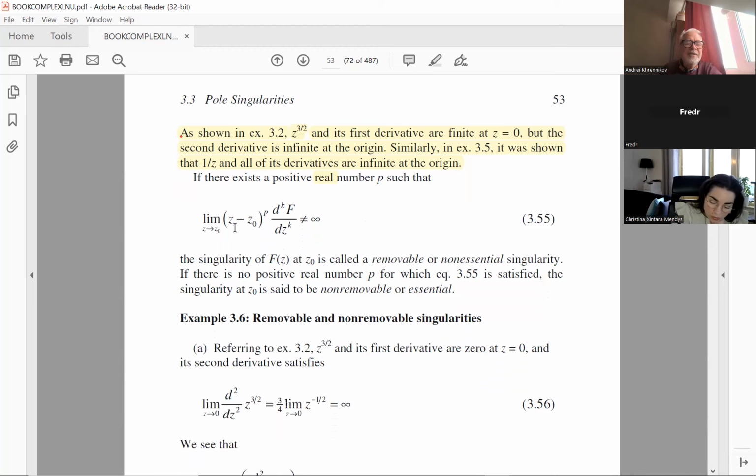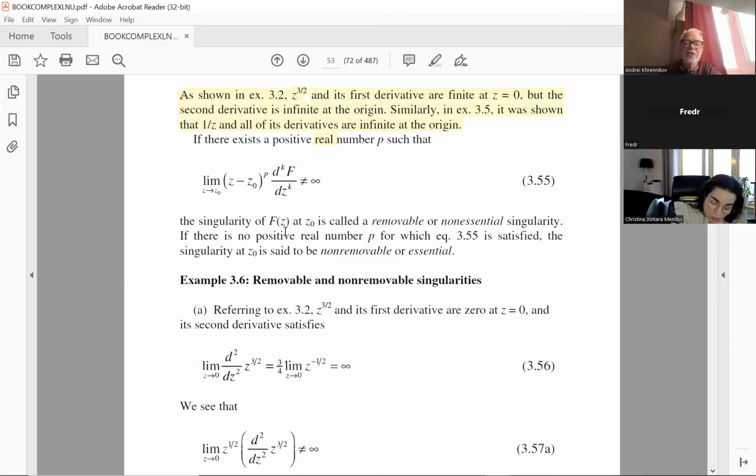So if we can find such p that when we multiply this derivative by z minus z0 to the degree p, it is not infinity, then the singularity is called removable. Some people say non-essential singularity. But if there is no such p, so this derivative goes to infinity, but we multiply it by z minus z0 in any degree, and it still goes to infinity or is not well defined, then it is non-removable.